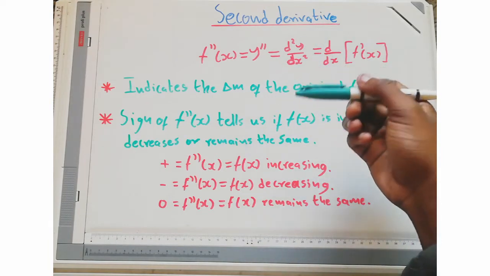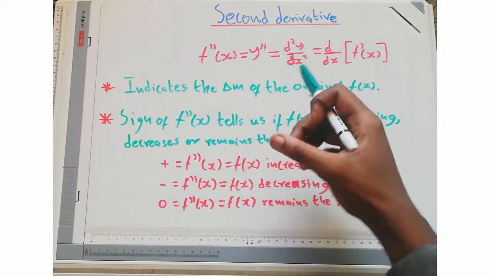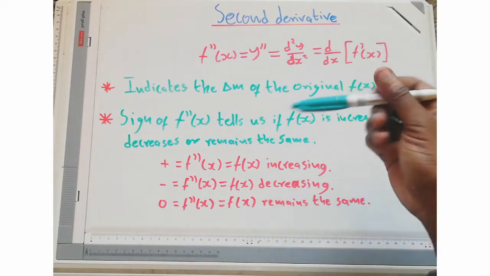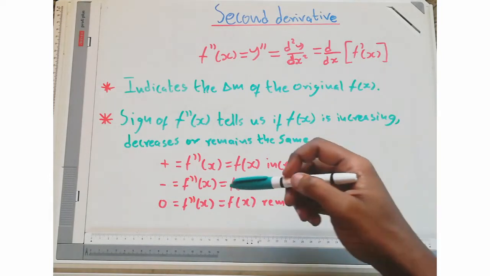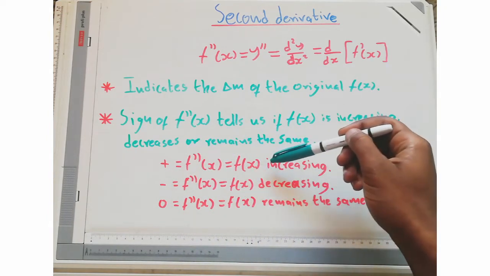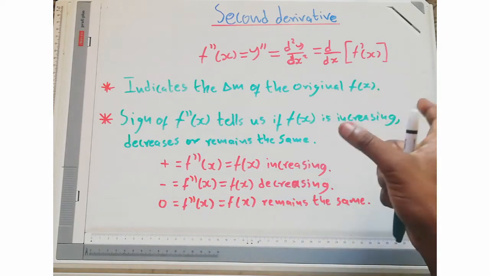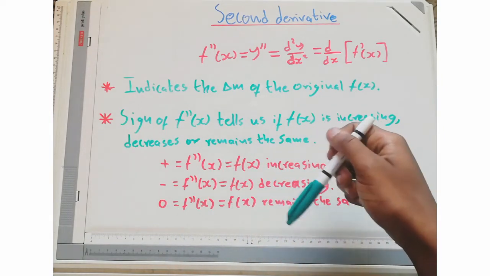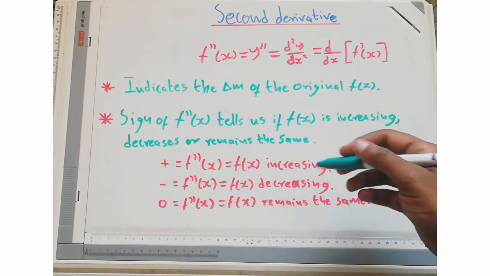So what is the use of the second derivative? It indicates to us the change of the gradient of the original function. And also the sign of this second derivative tells us if the original function is increasing, decreasing, or remains the same. So if the sign of your second derivative is positive, it means that the original function is increasing at that particular point. If it's negative, it means that the original function is decreasing at that particular point. And if it's 0, it means that the original function is not increasing or decreasing at that particular point. So let's quickly do a few examples.